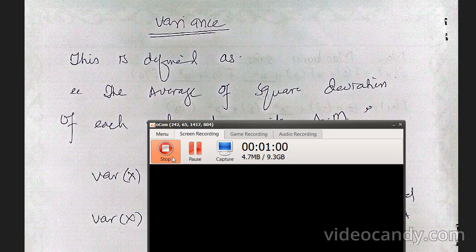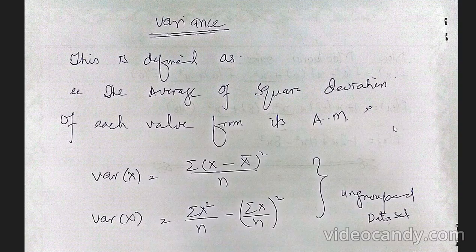Both of them are interrelated, so first we'll discuss variance. What is the variance? First, we'll define it. It is the average of the squared deviations of each value from its arithmetic mean. From the definition, you can conclude that average means summation over n, deviation squared means the square is in the formula, and deviation means subtraction. Each value is represented by xi and the arithmetic mean is x bar. So the first one is the formula for ungrouped data when we have to find the variance.